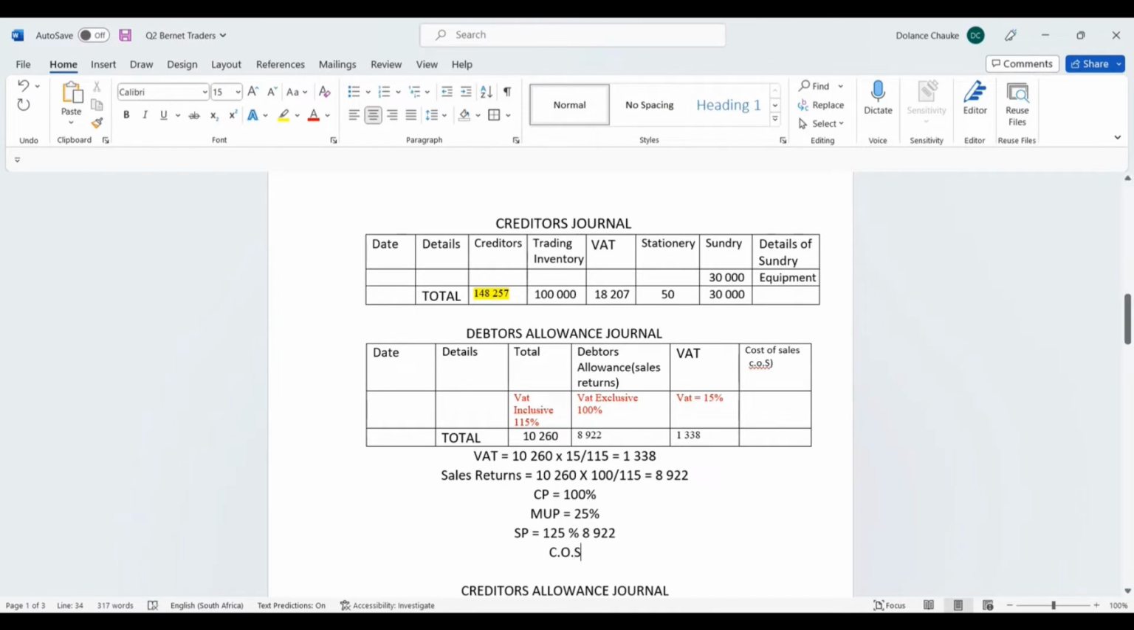Our cost of sales is equal to our sales returns, which is 8,922, multiplied by 100, which is the percentage of the cost price, divided by the percentage of the selling price of sales, which is 125. Then how much is your cost of sales there?